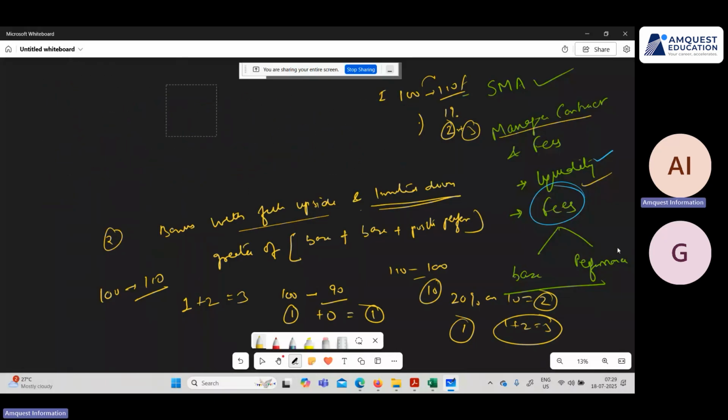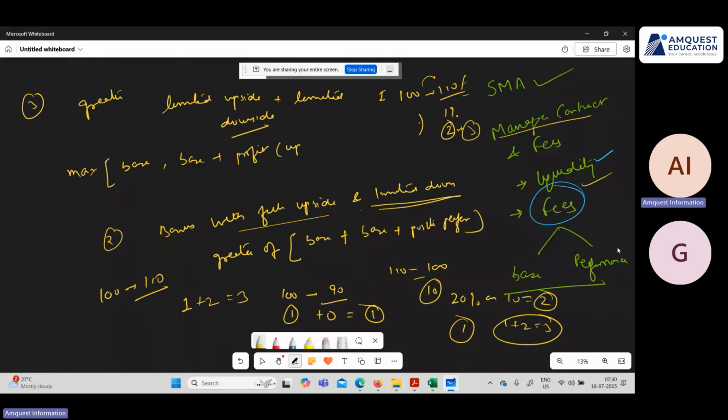And lastly, there is your greater of, where basically you have a limited upside plus limited downside. It is the max of base, or base plus profit, but up to a limit.